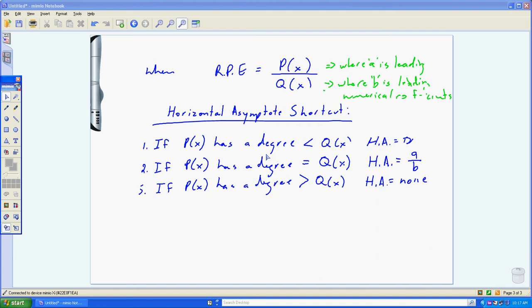You'll see in the examples. Coefficients. Boy, that's real nice.